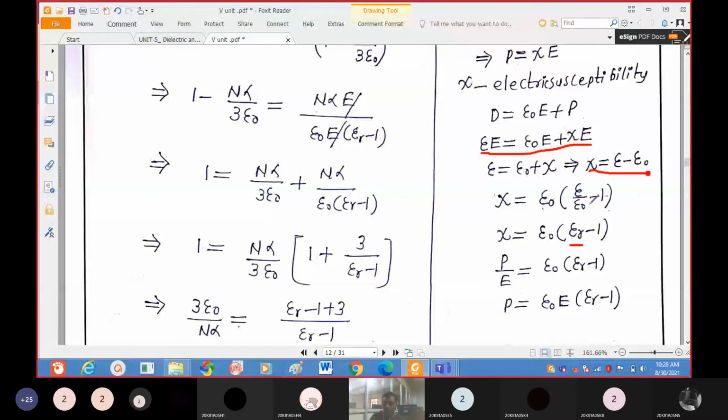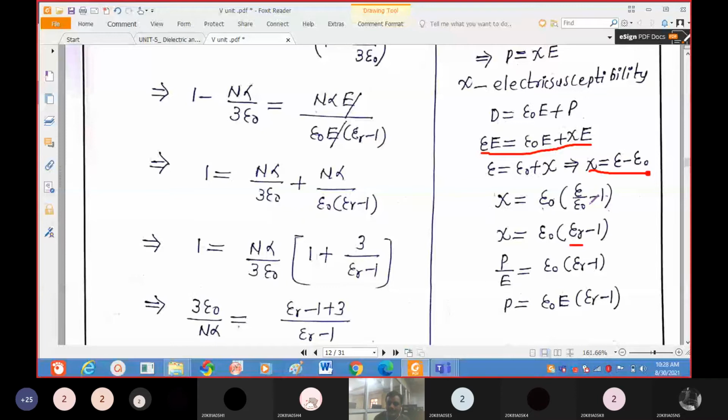So this is equation 2. Equate equation 1 and 2. Then we get epsilon naught E into epsilon R minus 1 is equal to n alpha E by 1 minus n alpha by 3 epsilon naught. Now bring this epsilon naught E term to this side, and this total term to the other side. Here E gets cancelled.